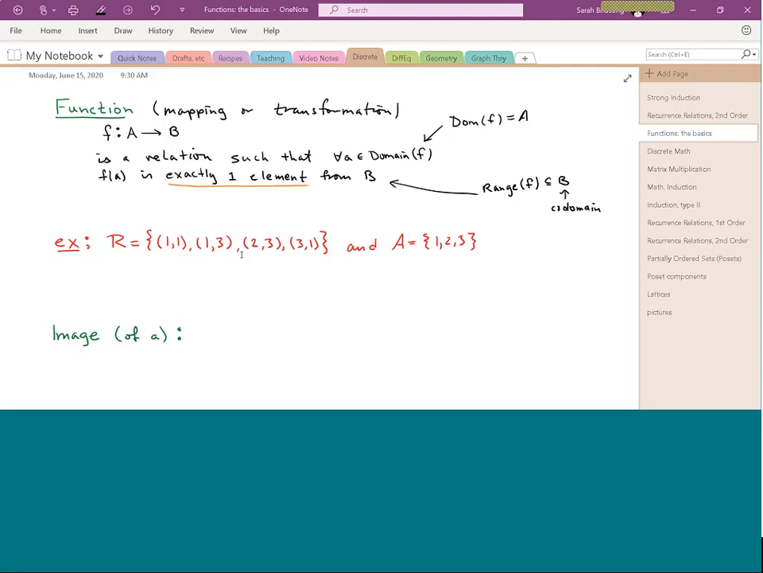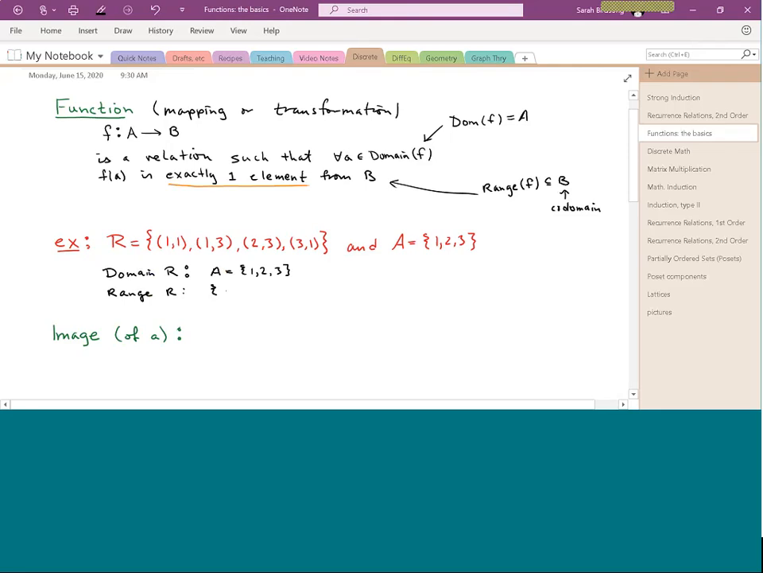So your domain is, in terms of your ordered pairs, the first element. So for this relation, the domain of R here is going to be all the first positions. So it's actually going to be the full set A. So it would be 1, it would be 2, it would be 3.